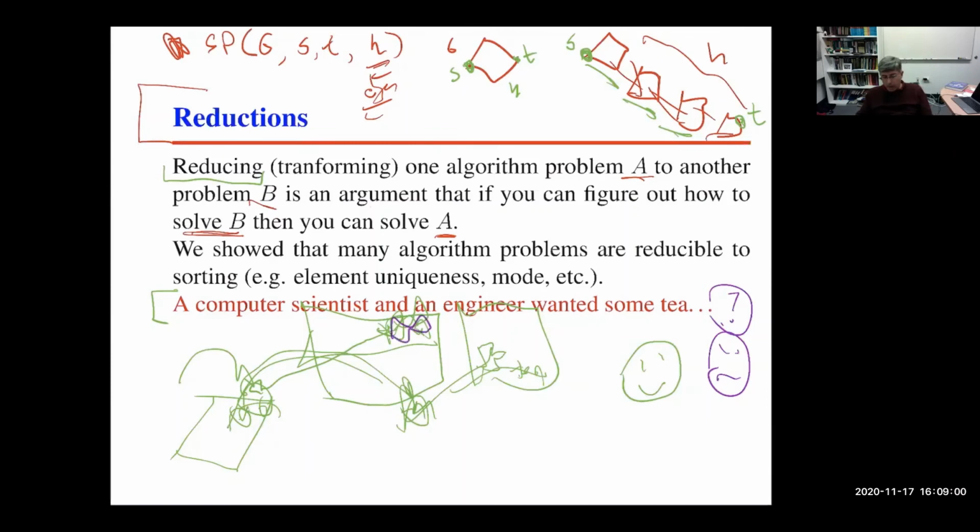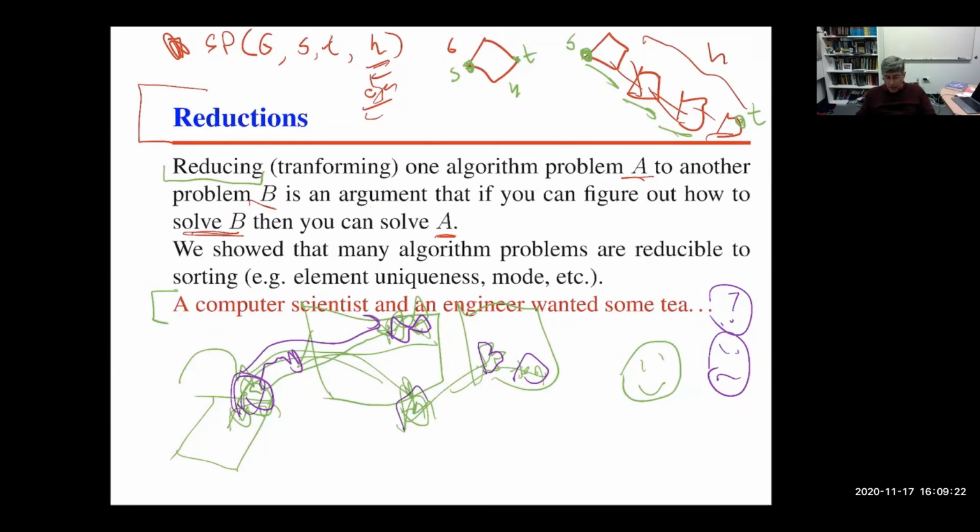He had a teapot up here. He had tea bags over here. He had a cup here. How can the computer scientist make tea? He realizes, this is great. I will pour out the hot water because the kettle started empty. I will dry off that kettle and move it up there.